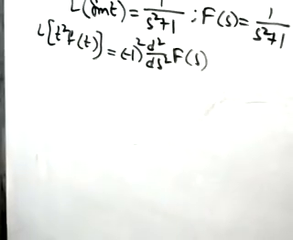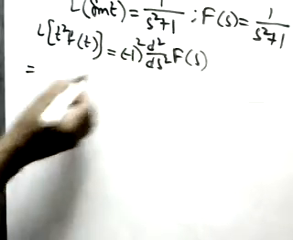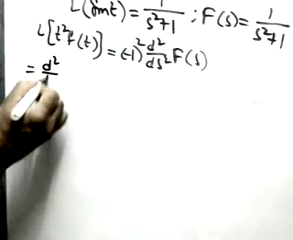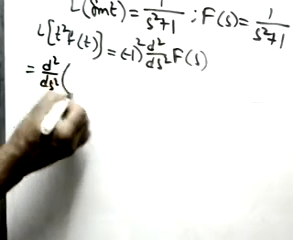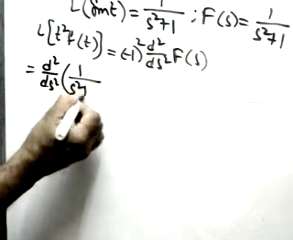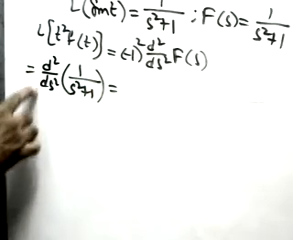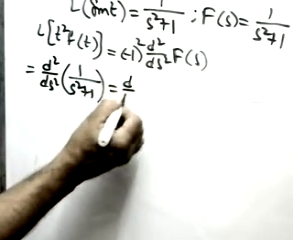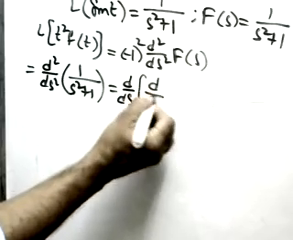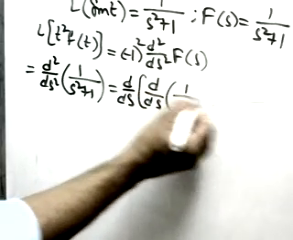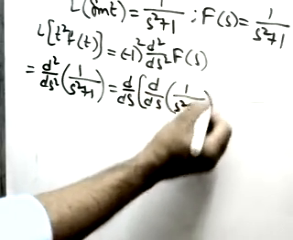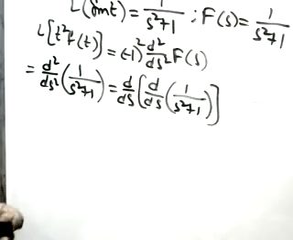When we are multiplying by t square, we have to use this formula. So now let me write the value of f of s. So I am writing here minus 1 square will be plus 1. So what is left? d square by ds square of f of s is 1 by s square plus 1. d square by ds square we can write like this: d by ds of 1 by s square plus 1.